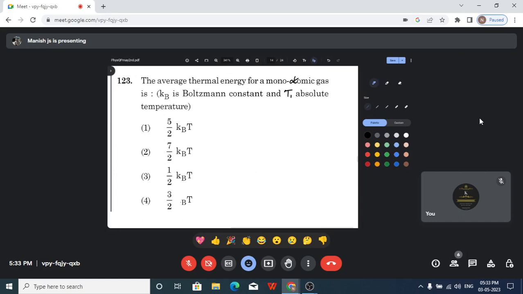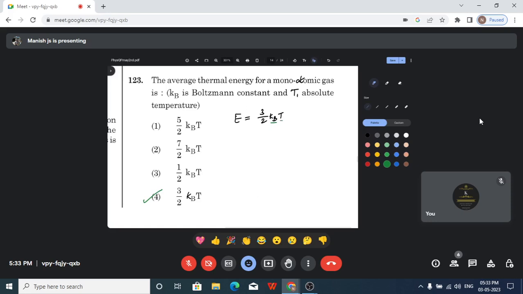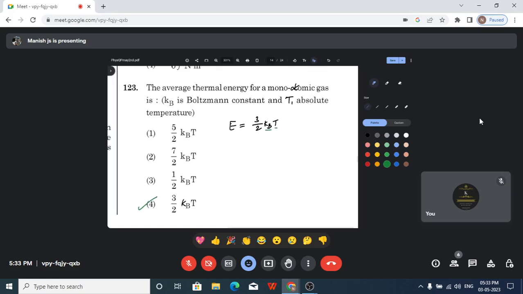Again, it's direct formula only. If you remember the formula, you will come to know. The formula for the average thermal energy for a monoatomic gas is given by E is equal to 3 by 2 kB T. So it's a direct formula they have asked. So 3 upon 2 kBT is option 4, where kB is the Boltzmann constant and T is your absolute temperature.